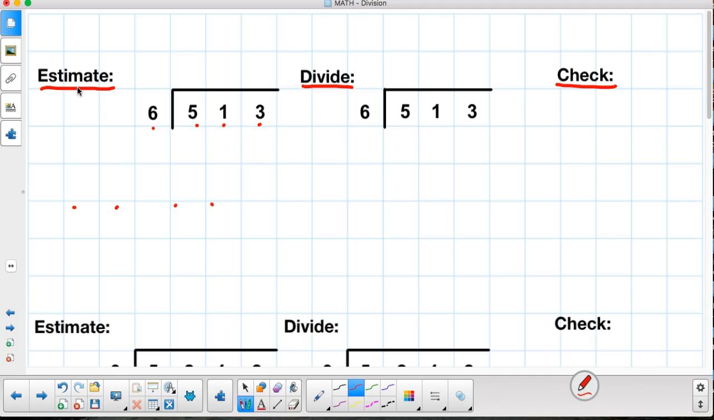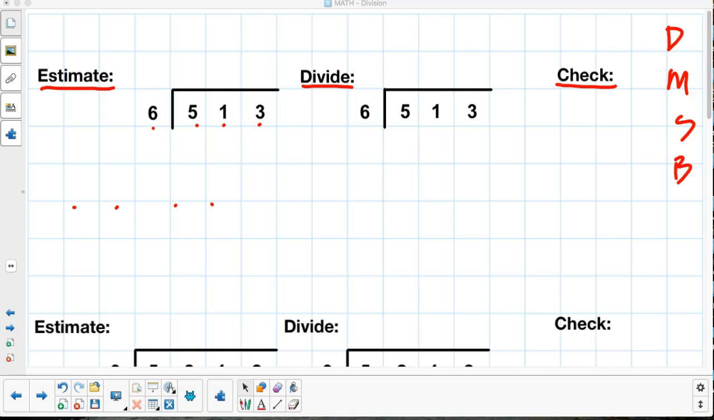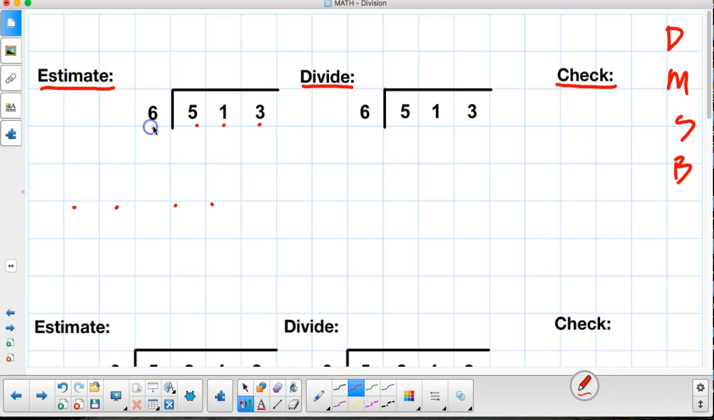What were those 4 letters again? Who wants to give them to me? Good. Okay, do the first one. Go. Okay. So, boys and girls, the 6 goes into 5. What is the answer to that?